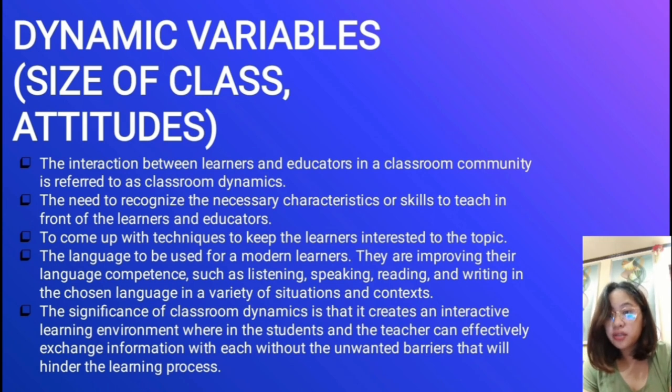Here are some dynamic variables that belong to size of class and attitudes. First is the interaction between learners and educators in a classroom community, referred to as classroom dynamics. Second, the need to recognize the necessary characteristics or skills to teach in front of the learners and educators. Third is to come up with techniques to keep the learners interested in the topic. Next, the language to be used for modern learners.